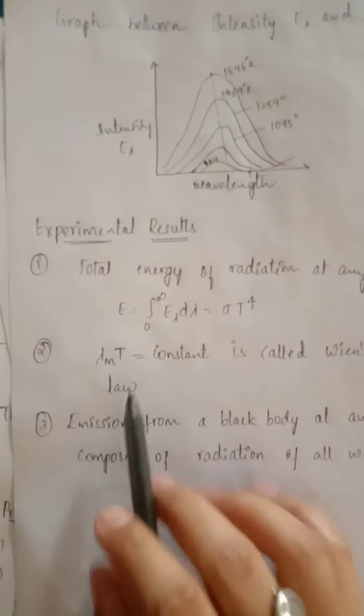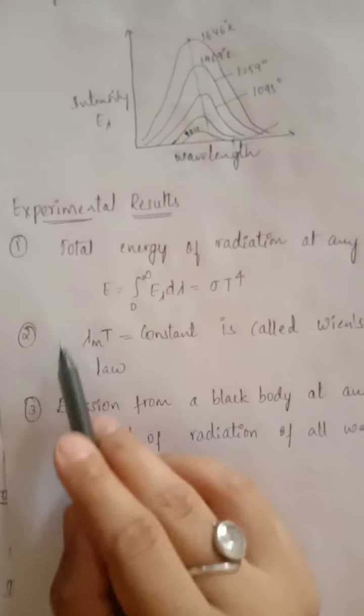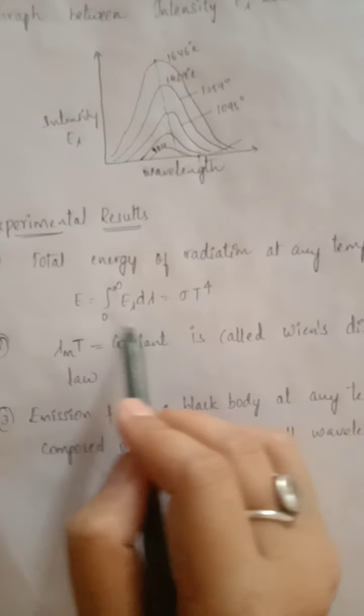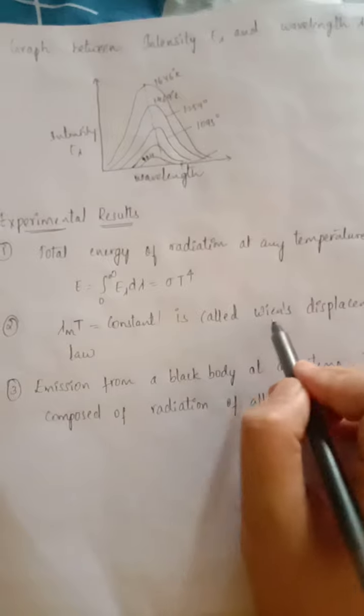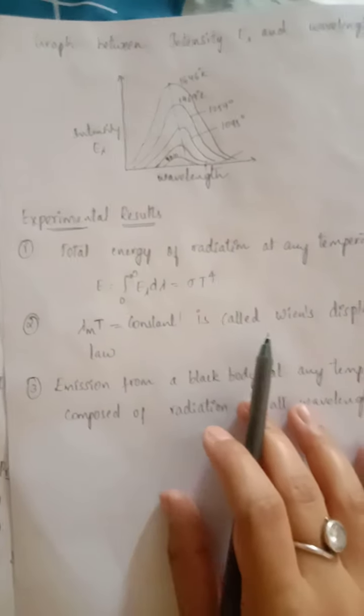The second result is lambda m T equals constant. Here lambda m is our maximum wavelength, and T is the absolute temperature. This law is called Wien's displacement law, given by the scientist Wien.